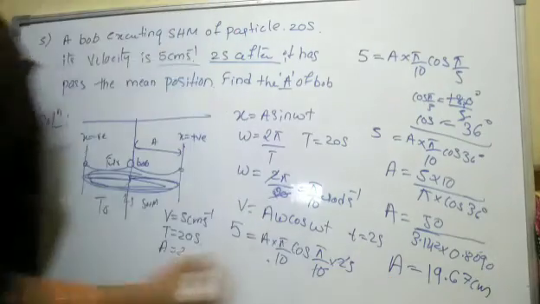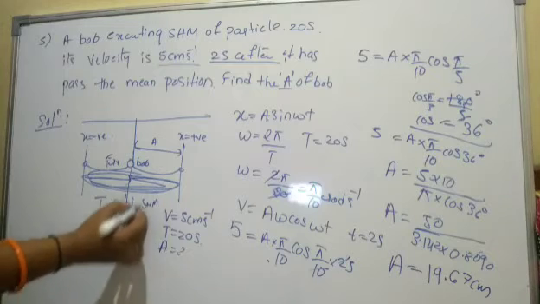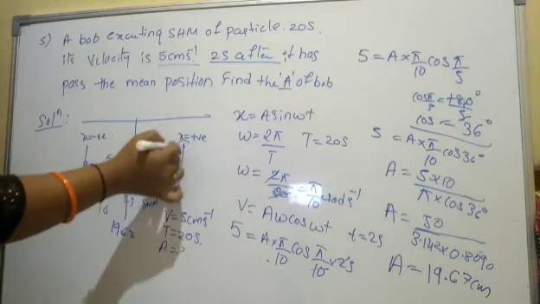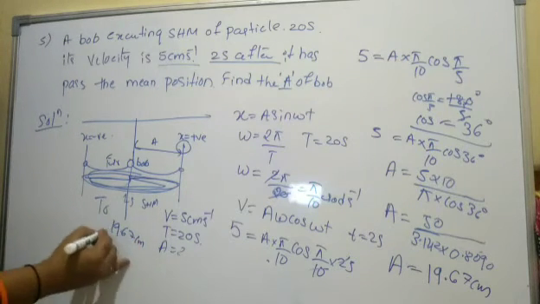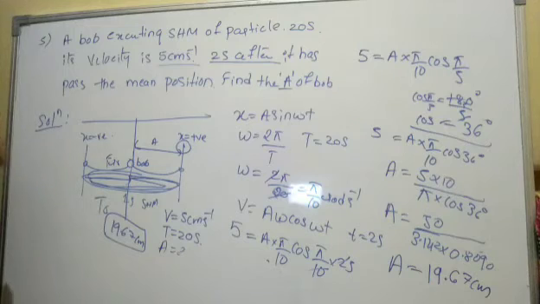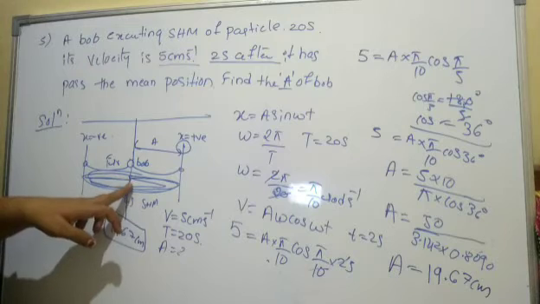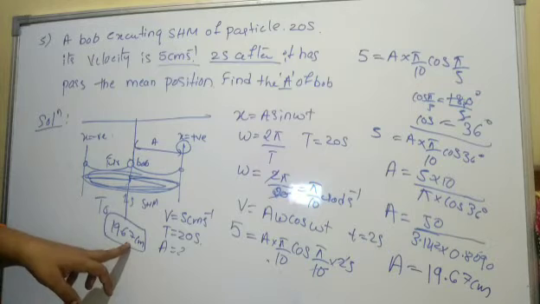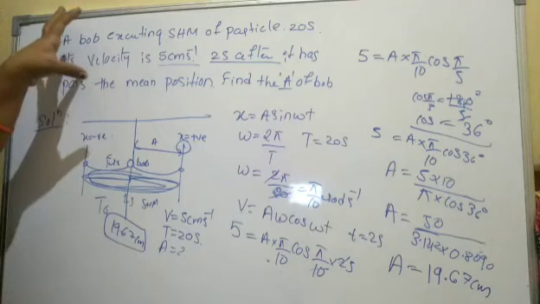So by doing the calculation we are getting amplitude as 19.67 centimeter. They had not given the exact extreme position, but we need to find the amplitude after 2 seconds when it reached the mean position. That means after one oscillation it is coming to the mean position. That value is 19.67 centimeter here. So this is the expected answer for the question.